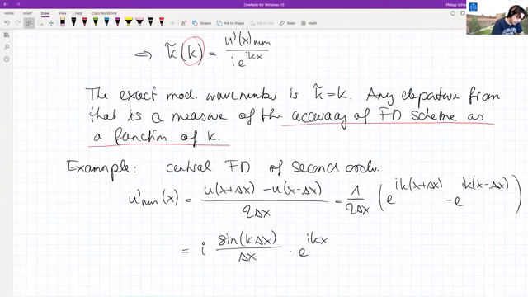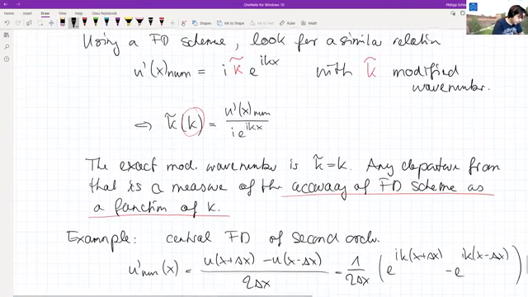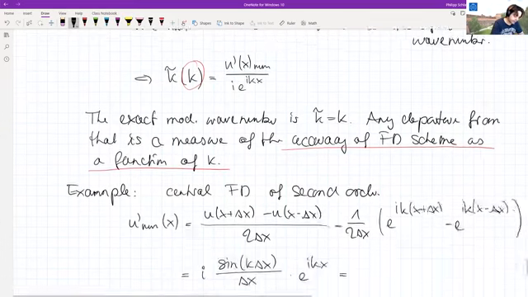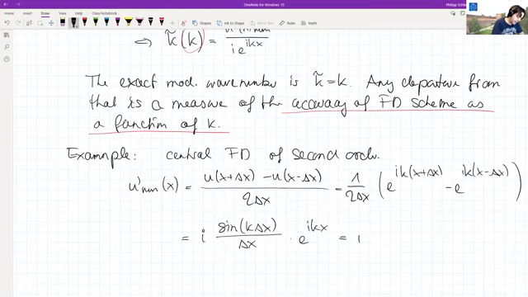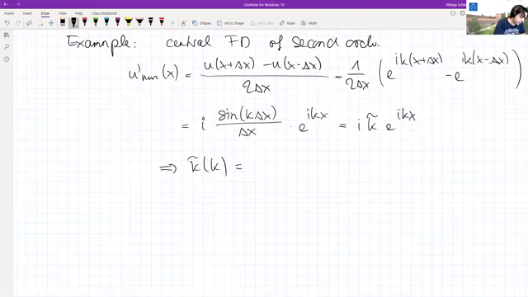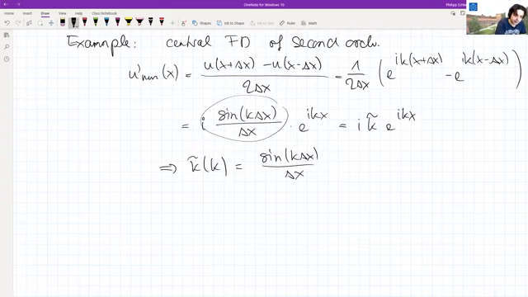And now, as I was writing above, this should be a similar relation as we have for the exact derivative. So this should be i times k tilde times e to the i k x. And of course, with this, we can directly extract what this k tilde as a function of k really is. It is essentially this term here: sine of k delta x divided by delta x. And this now is my modified wave number.